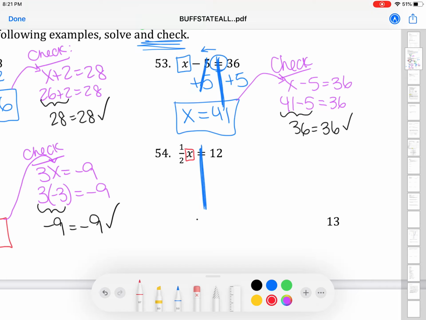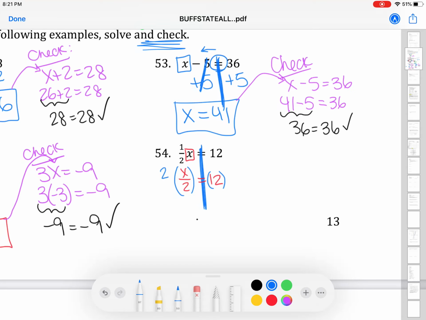So I want you to think about it. If you're multiplying something by 1/2, you're taking half of it. What operation better fits taking half of something? It's division. Taking half of something can easily be found by dividing that something by 2, cutting it in half. This is ultimately just x divided by 2 equals 12. Multiplying by 1/2 and dividing by 2 is the same thing.